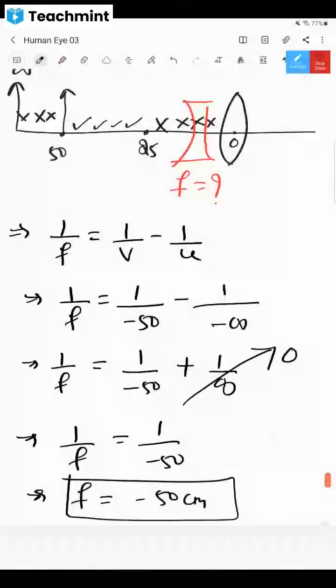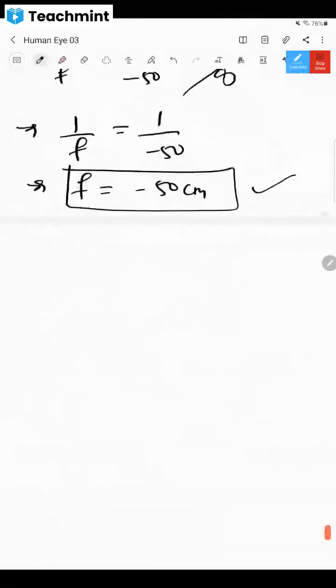Yes, sir. Focal length is, now this is a concave lens. No, a concave lens has a negative focal length. I told you that. So I got it mathematically also. But they are asking for power.